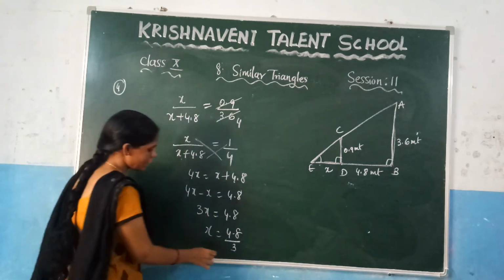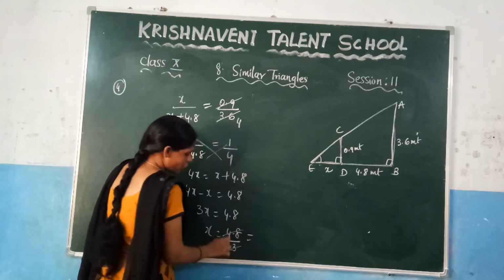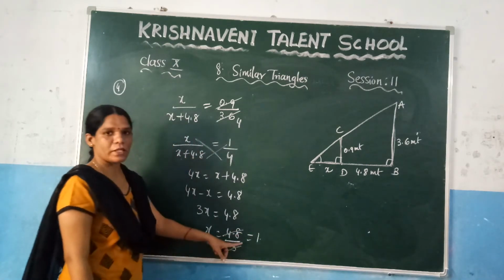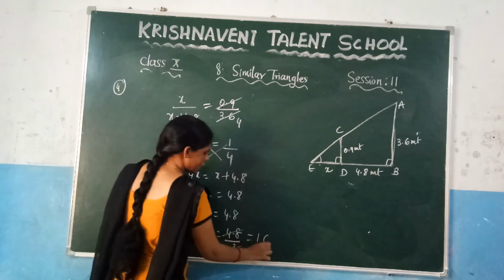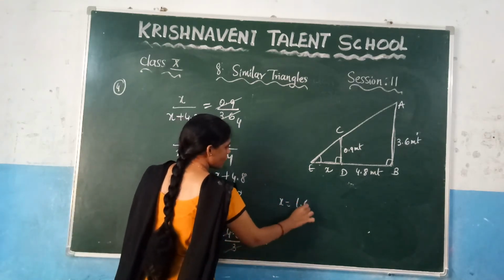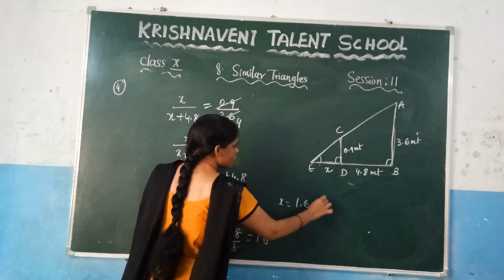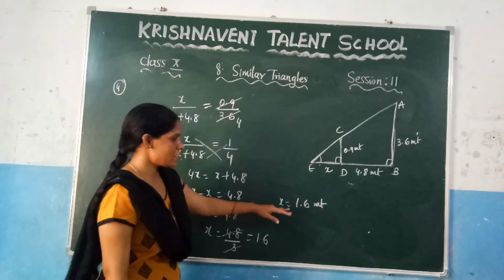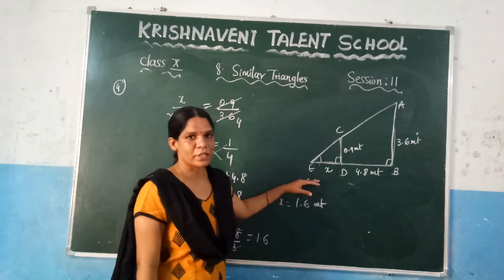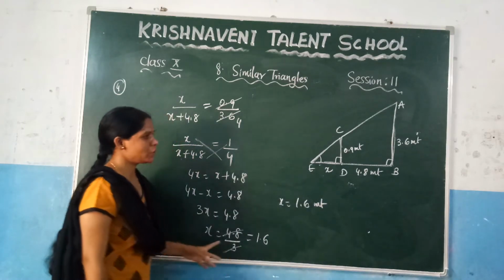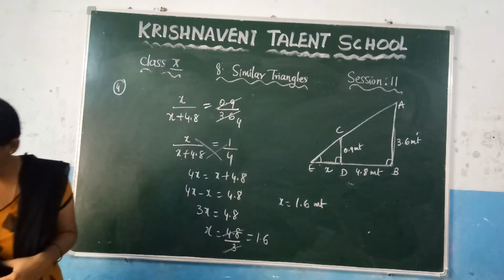So just cancel here. What you will get here? You know that 3 ones are 3. How much will be remaining? 18. 3 6 are 18. So you got it here. X is equal to 1.6 meters. What is this one? This is nothing but the length of the girl's shadow. Like this you need to prove it here. Now write this one.